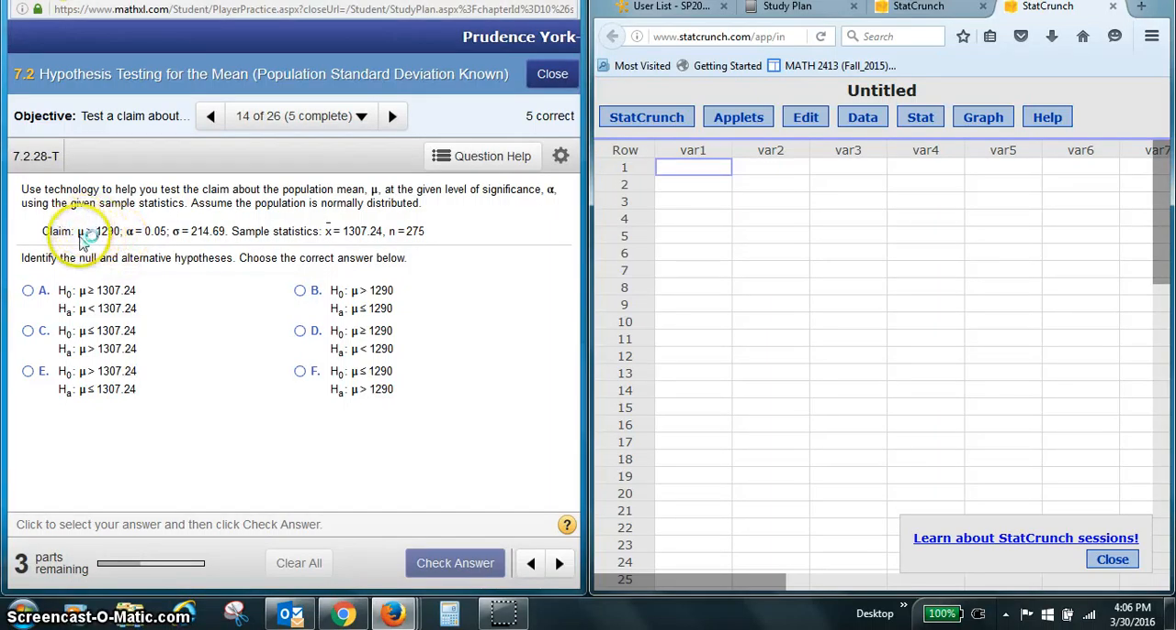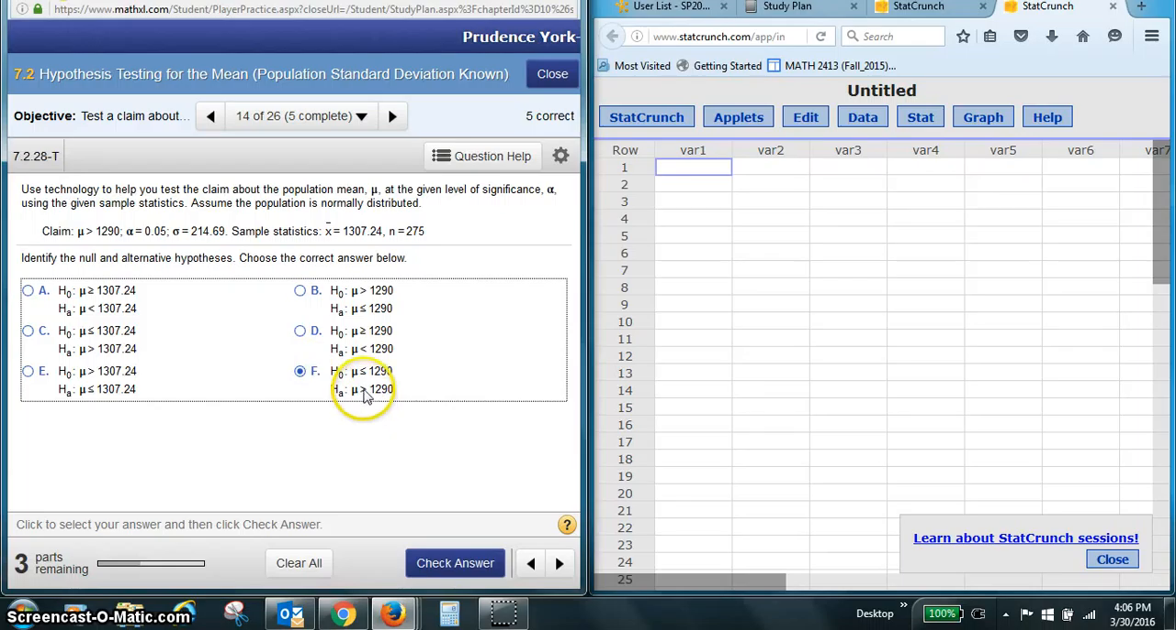So our claim is mu, the population mean, is greater than 1,290. Now this is not an equality statement. It's greater than, so that has to be our alternative hypothesis. You have to look for mu greater than 1,290 for the alternative hypothesis, and the only one that has that is F. Then we verify that its complement is less than or equal to. So these are our null hypothesis and alternative hypothesis. And remember, we'll look at this later, this is our claim.